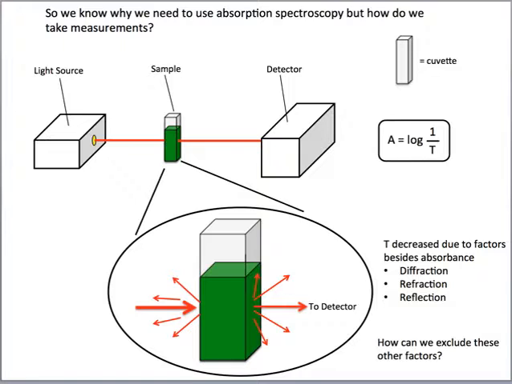And that causes some of the light to not reach the detector, not because it's absorbed, but just because it's scattered in different directions. This causes a problem because based on what the detector is seeing relative to how much light left the light source, the detector interprets that as, well, more light's being absorbed, meaning it's thinking the solution is more concentrated than it actually is. So that can lead to errors. So we need to be able to account for this diffraction, refraction, and reflection, right? How do we do that?